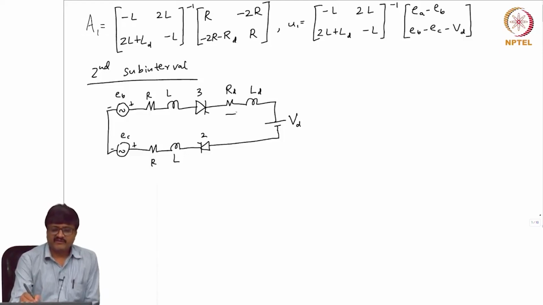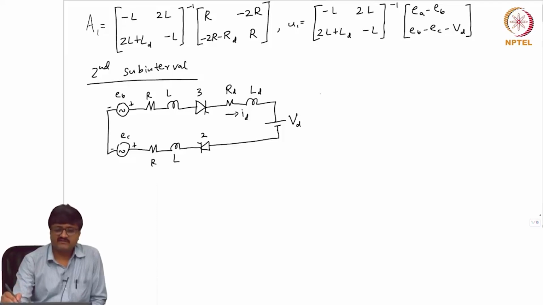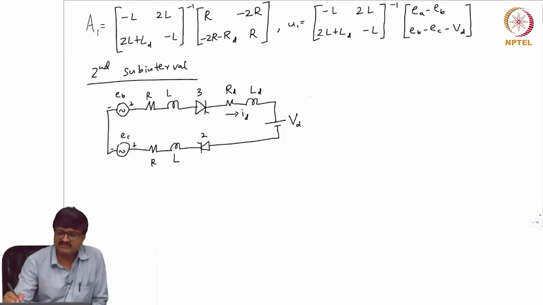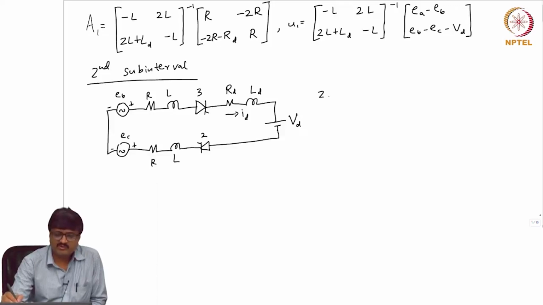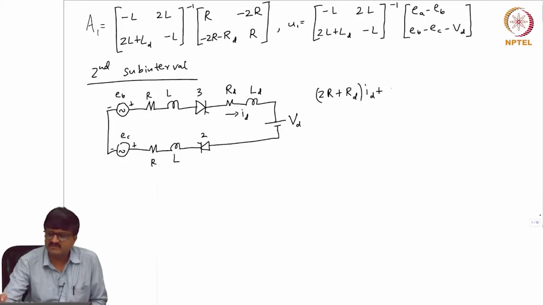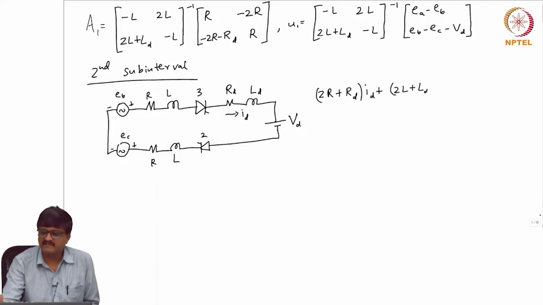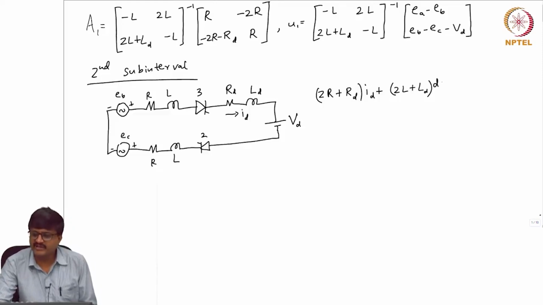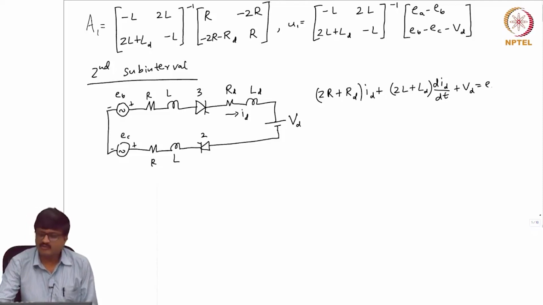If I denote the DC side current by ID, the equation that I get by applying Kirchhoff's voltage law is, so there are two resistances with value R and one resistance RD. So, 2R plus RD into ID plus 2L plus LD into dID by dt plus VD is equal to EB minus EC.